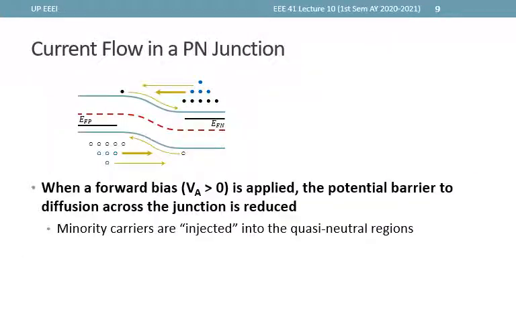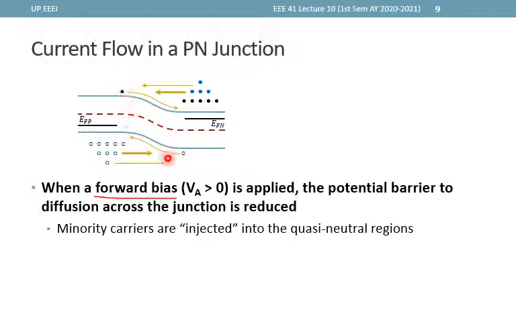Let's take a closer look at how carriers interact with our forward biased step junction. So again, consider that a forward bias VA greater than 0 is applied, then the potential barrier to diffusion across the junction is reduced. So that makes the carriers from one side able to diffuse more easily to the other side. Now, in this case, we say that minority carriers are injected into the quasi-neutral region.